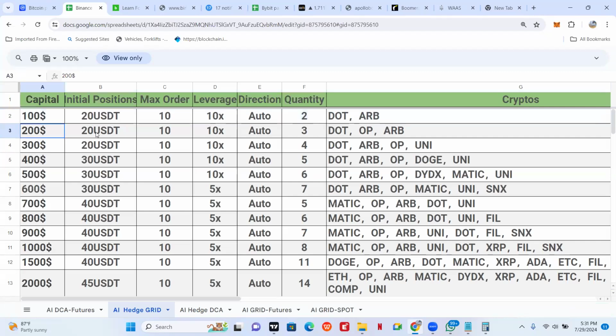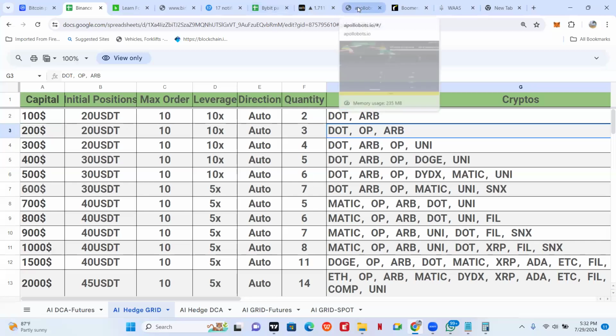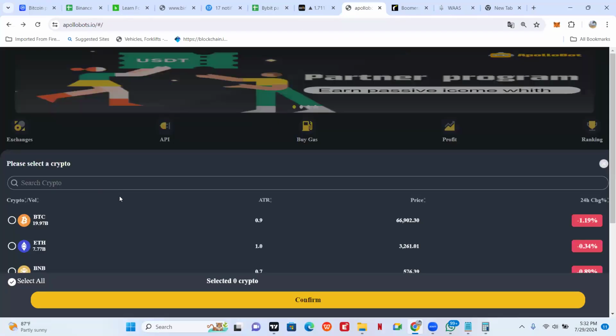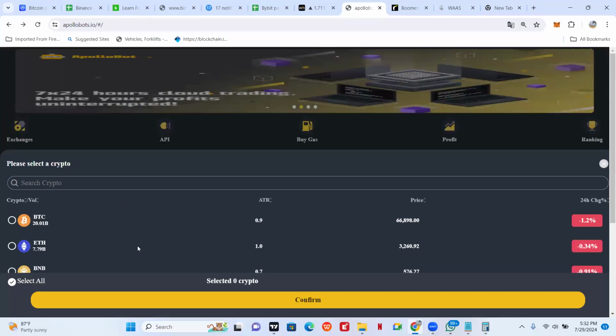That being said, this is a $200 setup. According to the screen here, the initial position is 20, the quantity of coins is 3, and the coins are DOT, OP, and ARB. If you go to your bot, you can quickly set it up. This is the futures hedge bot, so I can quickly do a setup.